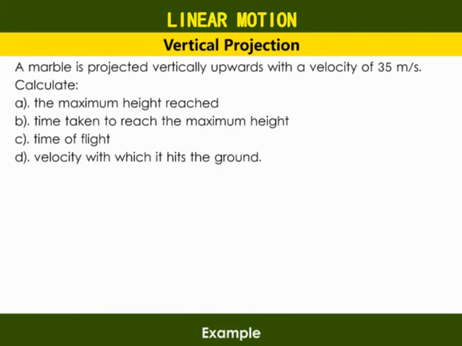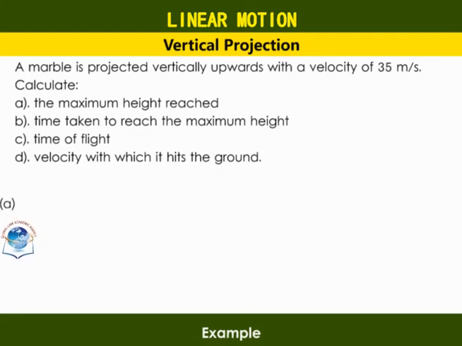Let's take an example. A marble is projected vertically upwards with an initial velocity of 35 meters per second. Calculate A, maximum height reached; B, the time taken to reach this maximum height; C, the time of flight; and D, the velocity with which it hits the ground.